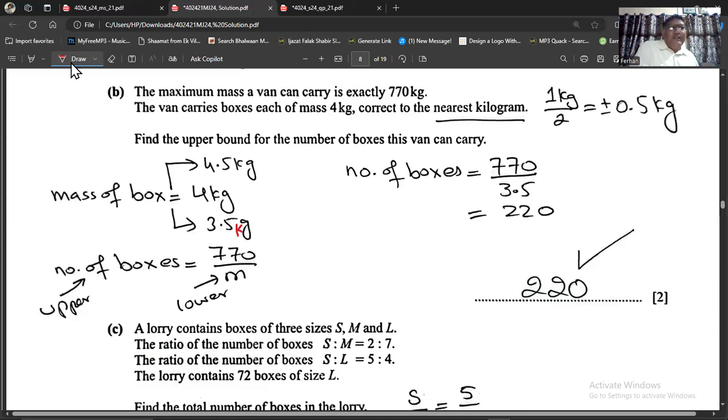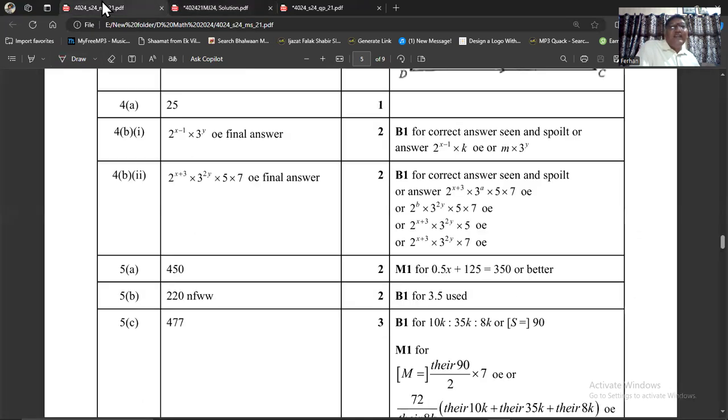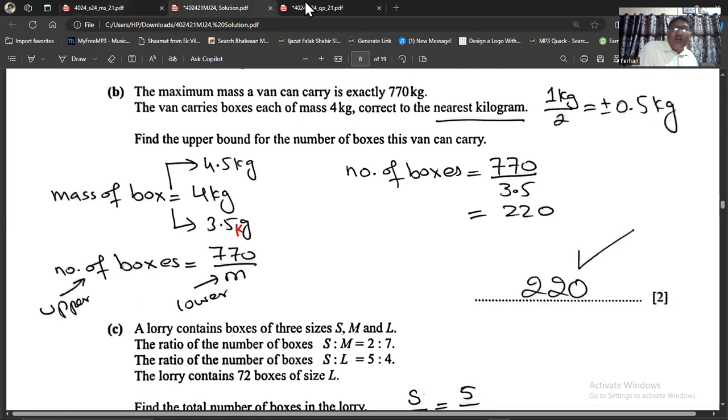So then what do they say? Okay, so 770 divided by 3.5, you get 220. I hope you understand this logic. I'm dividing with the lower bound of the mass of one box. So the maximum number of the boxes they can carry is 220. That will happen only when all the boxes have the lower bound of their mass. So 220 is the right answer, sir. I hope you understand these logics.